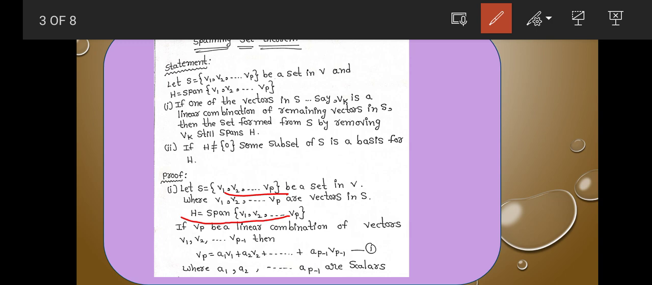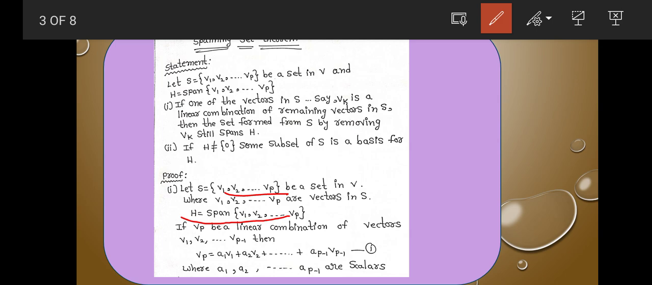If you write it as a linear combination, span means linear combination of V1, V2, up to Vp, we get a vector space V. It is represented by H. We may use V directly also, but for our convenience we use H. H belongs to V, or H is equal to V. So H is equal to span of V1, V2, up to Vp.